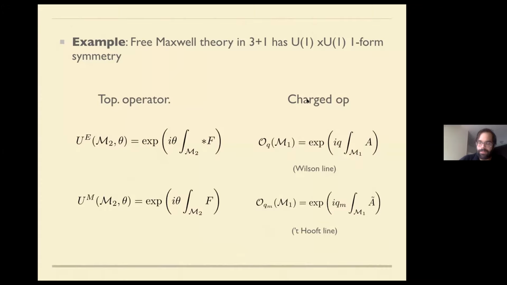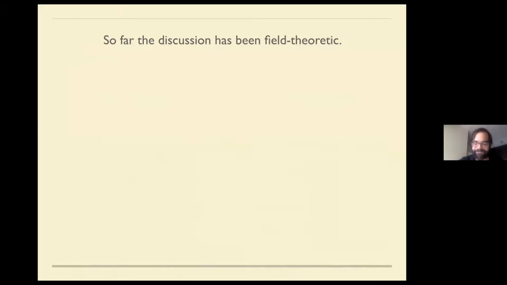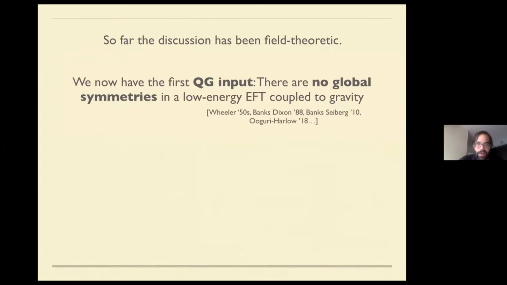And so far, the discussion has been completely field theoretic. But now we have the first input from quantum gravity. In field theory, you care about global symmetries because they are nice. They provide Ward identities, they provide selection rules. They constrain RG flows via 't Hooft anomaly matching. But from the point of view of quantum gravity, symmetries are interesting precisely for the opposite reason, because they are not supposed to be there. One is not supposed to have any global symmetries in any low energy effective theory coupled to quantum gravity.